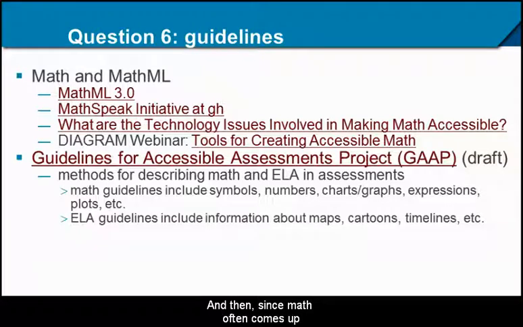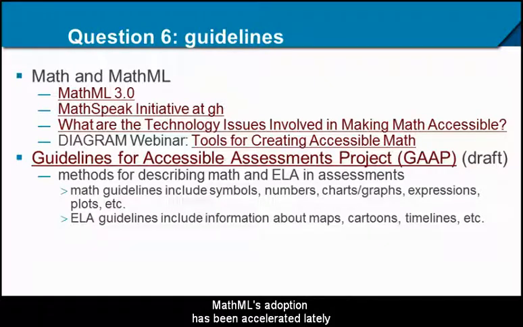And then since math often comes up when we're talking about images, there are several resources for creating accessible math. The first resource is actually MathML, which is not necessarily a way to provide descriptions for images of math, but we like to promote the use of MathML because it's the best way to present math. Instead of a picture of math, you actually use markup to present math.